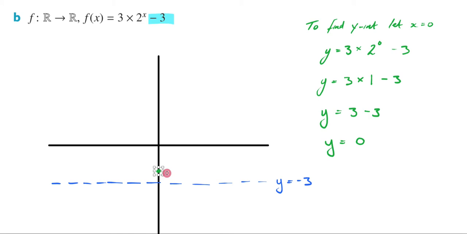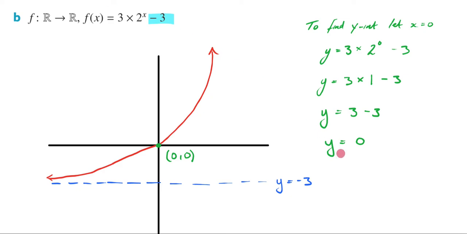Let me grab this. Wait, let me do this in red. All right, let's pretend that looks good. It's going to look something like this. And it's going to go through (0, 0), because when my x equals 0, my y equals 0.